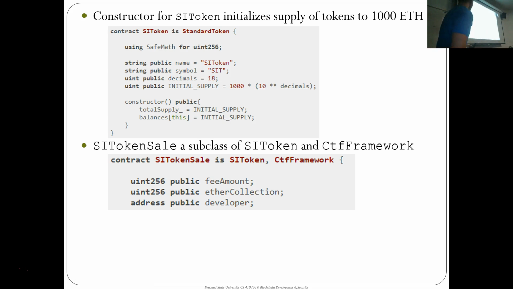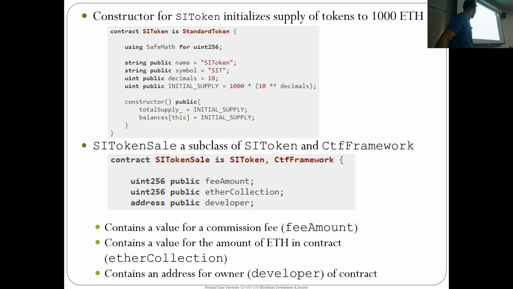And then it is going to implement some commission. So there's a fee amount for every transaction. So anytime I buy tokens, it's going to take a cut off the top. And then it's going to keep track of the amount of ether the contract has collected, and then specify an address for the developer so that the developer can withdraw all the ether after the sale. Okay, so that's what these pieces are.